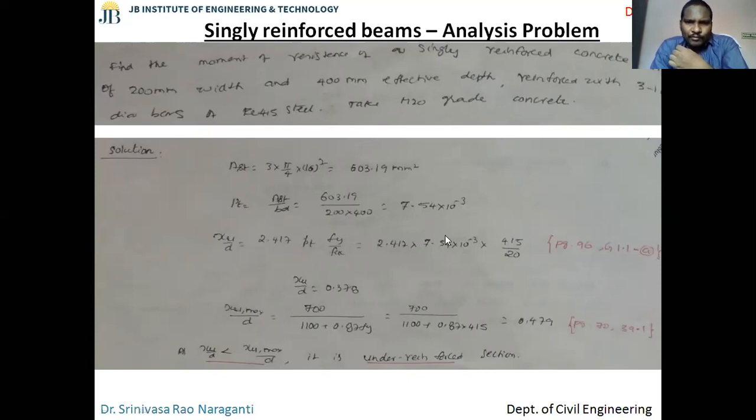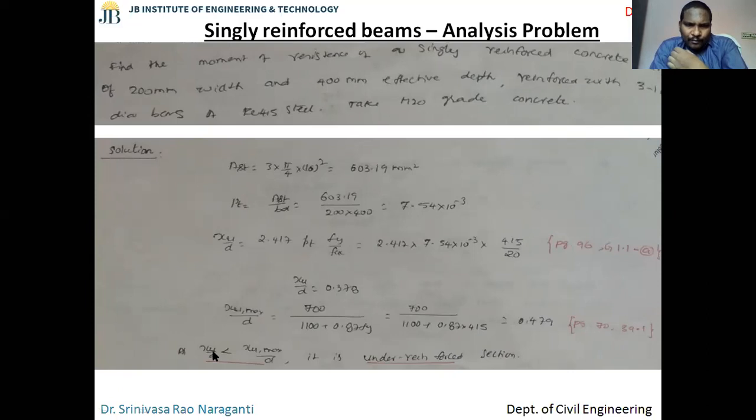The Xu by d value is obtained from this equation on page number 96: Xu by d equals 0.87 fy Ast divided by 0.36 fck b d. We use that equation to find the Xu by d value. Once you get it, I find Xu max by d from page number 70. I have given the code reference here, guys. From page number 70 of the IS code, we use this Xu max by d value. For Fe415 we get 0.479. For the given section, we got Xu by d as 0.378.